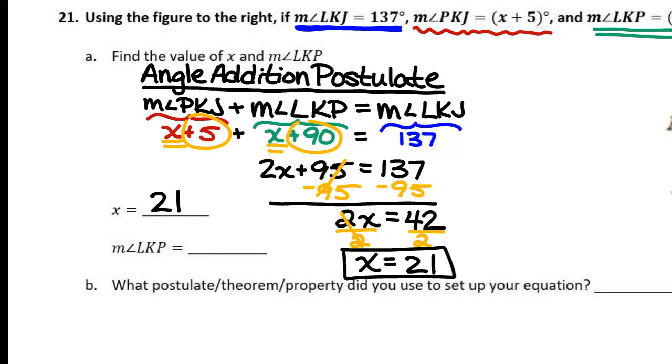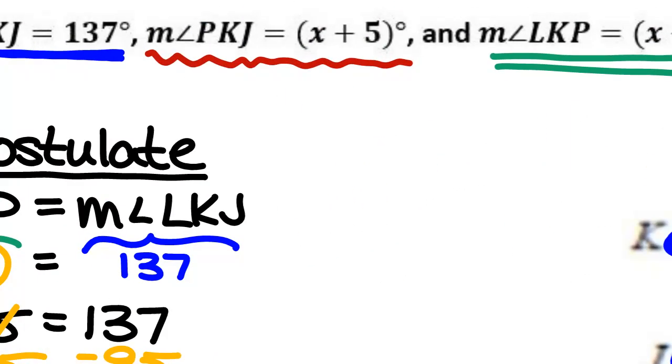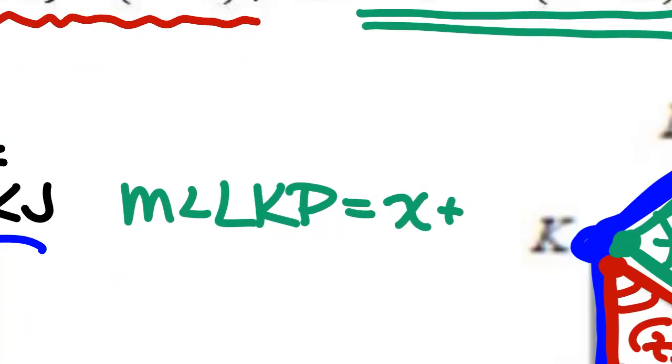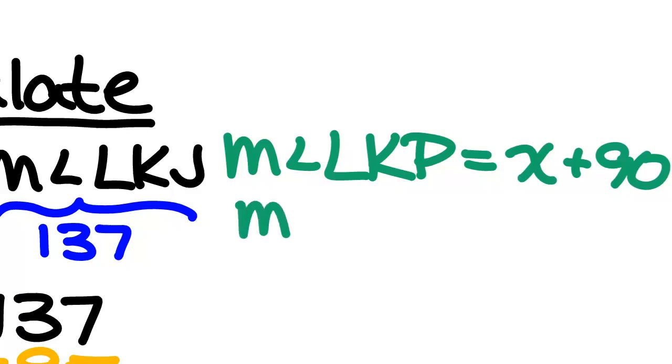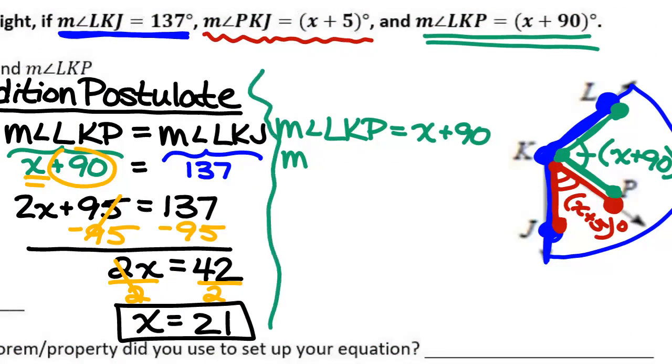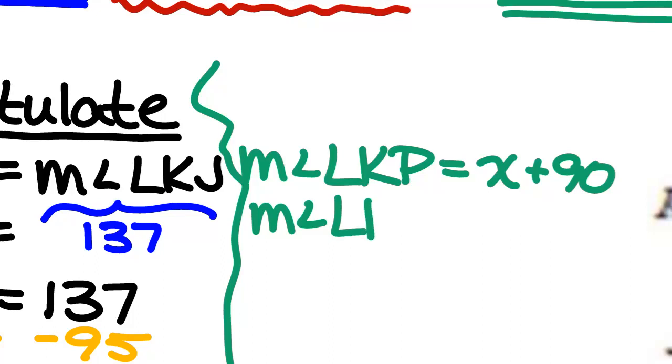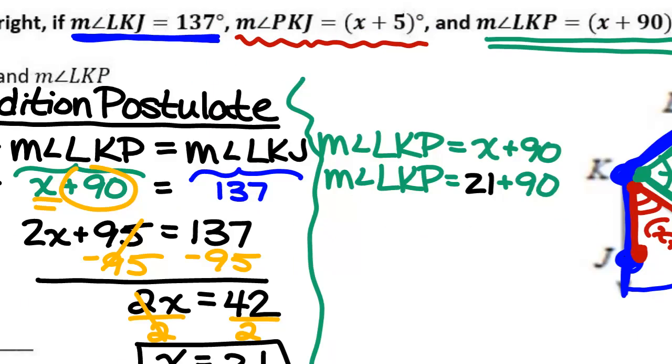I still need what? Measurement of angle LKP, which was x plus 90. So to find the measurement of angle LKP, we're going to do 21 plus 90. What is 21 plus 90? 111.